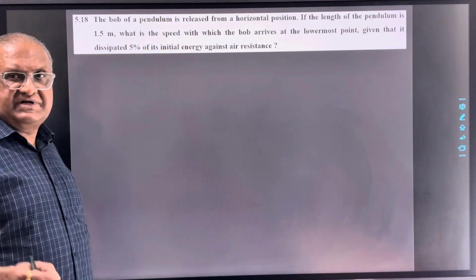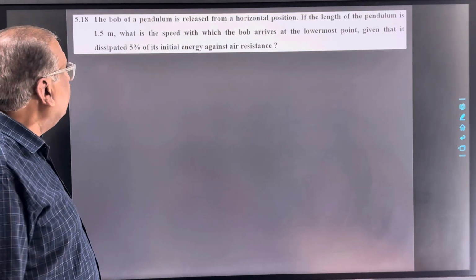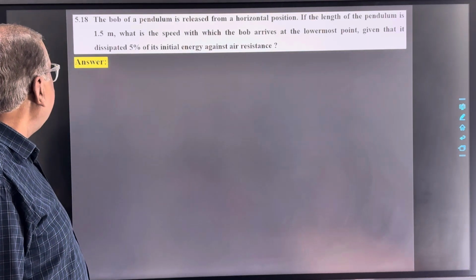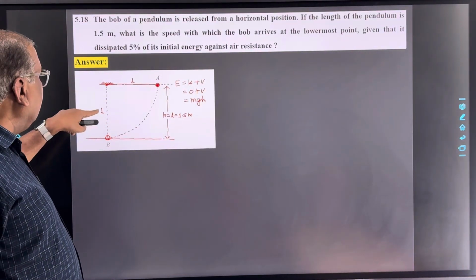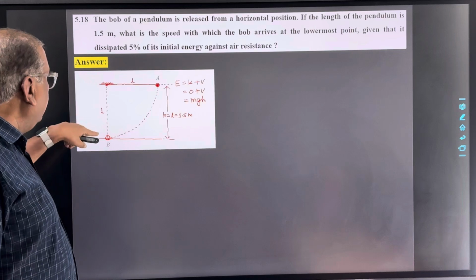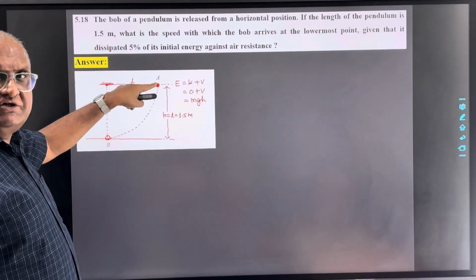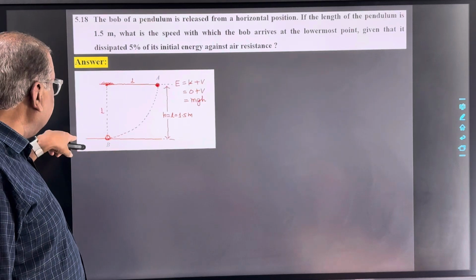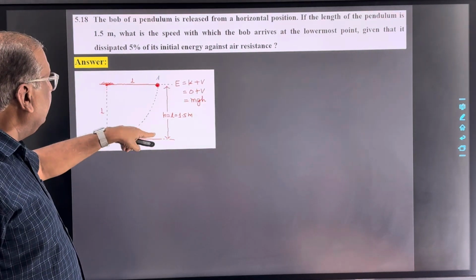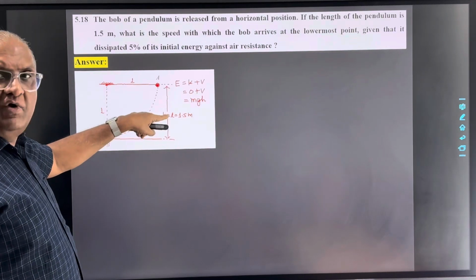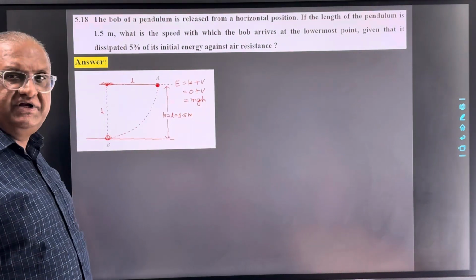So let's first try to understand the situation with the help of a figure. Here is the pendulum with length L. When it is placed in the perfect horizontal position, with respect to the lowermost point it is at height h, which is equal to the length of the pendulum, and that is 1.5 meter.